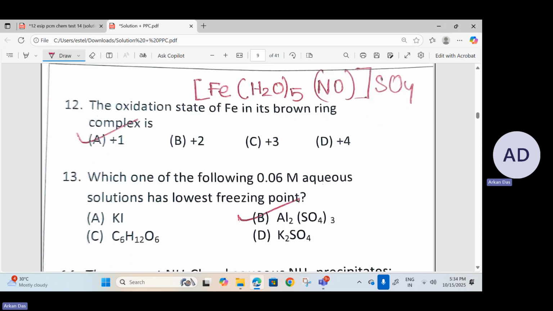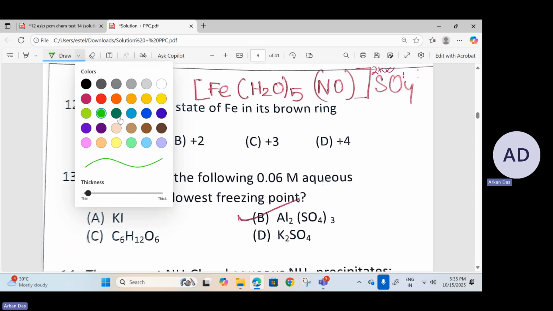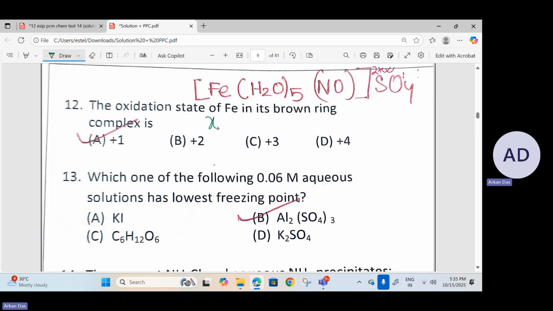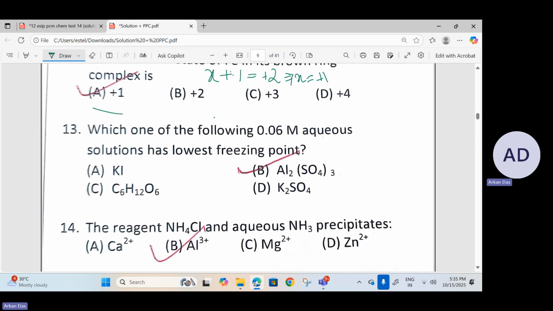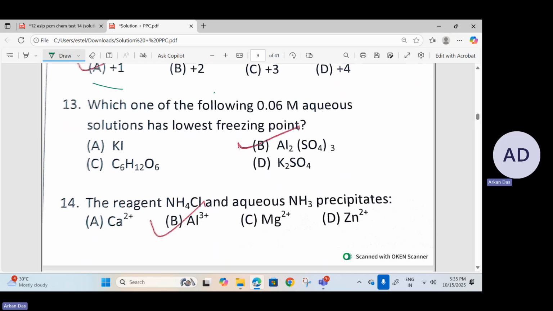Question number 12. The oxidation state of iron in the brown ring complex. This is the brown ring complex, where SO4 2 minus is there, and that's why the charge here is 2 plus. We all know how to calculate the oxidation state. If Fe is X and H2O is 0, then X plus 1 equals plus 2, so X will be plus 1. So the answer is plus 1.